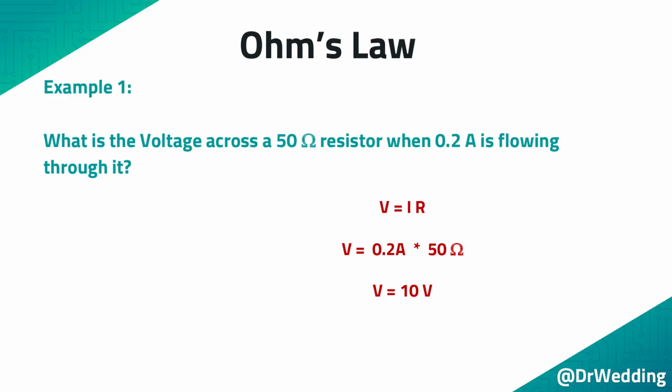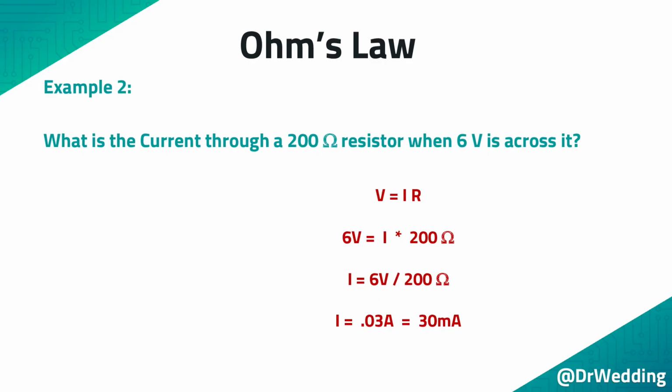If you have trouble solving for the unknown variable, you can use the triangle. The triangle is drawn on the page and the V is covered because that is what we are looking for. Now you know that the answer is I times R. 0.2 amps times 50 ohms is equal to 10 volts.